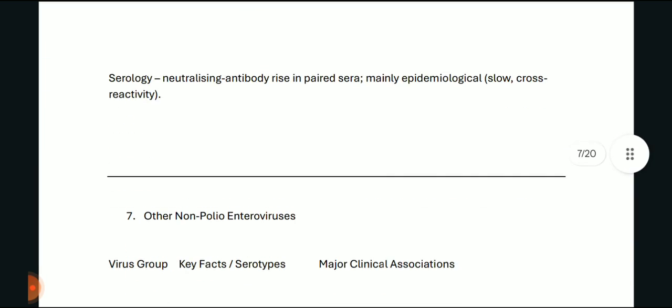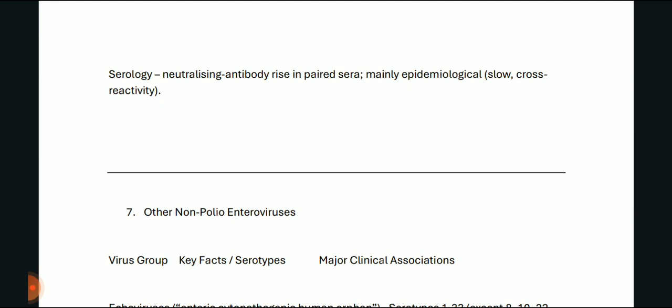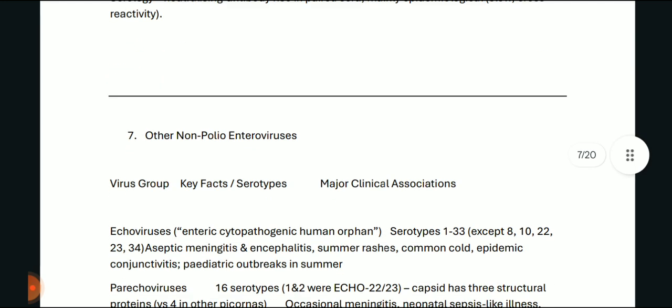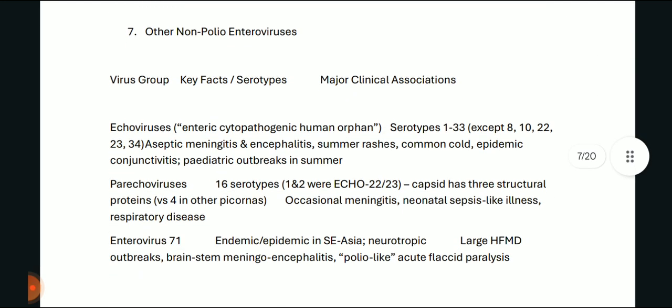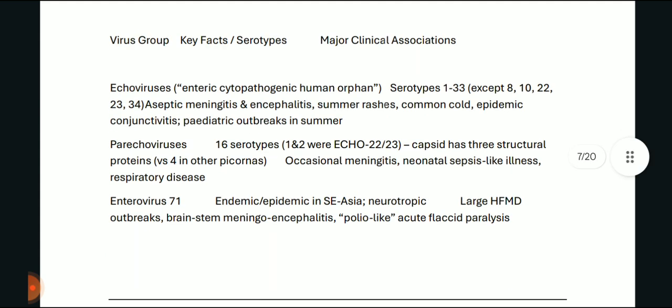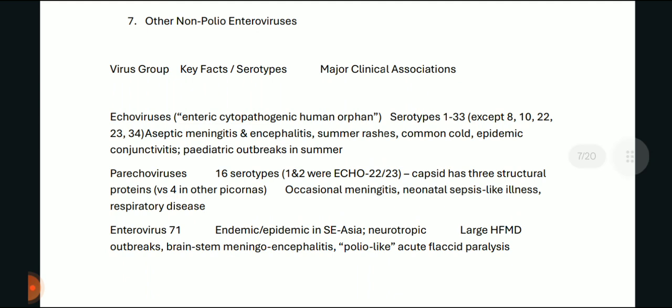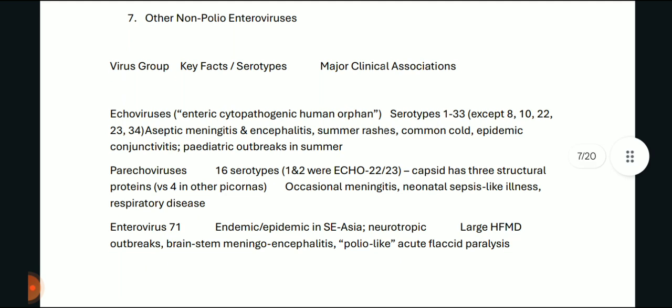Multiplex panels are available. In serology, we do neutralizing antibody rise in paired sera, mainly epidemiological, which is slow and has cross reactivity. Now other non-polio enteroviruses are there, like echoviruses, enteric cytopathogenic human orphan viruses, which include serotypes 1 to 33 except 8, 10, 22, 23, and 34. Aseptic meningitis and encephalitis is caused by this.